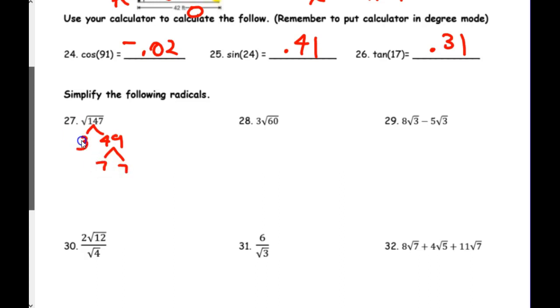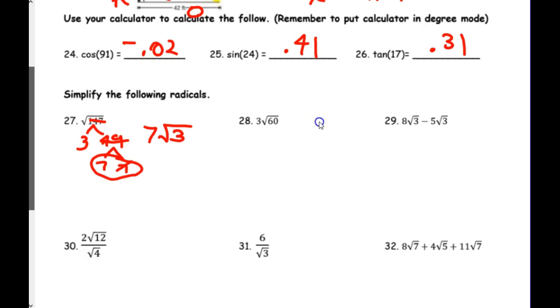And 7 is prime. 3 is prime. So the other parts of our tree we don't need. So we circle our pairs. And remember, couples go out, loners stay in. 7 square root 3.